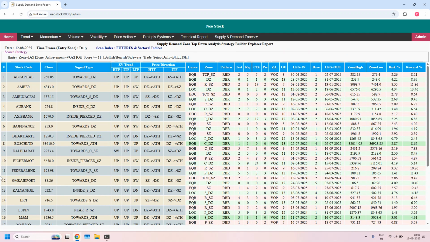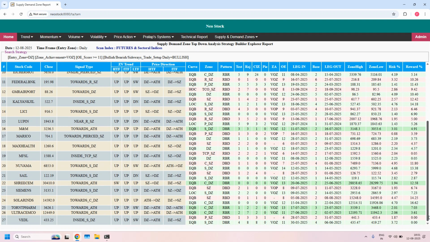Oh, we got so many stocks for bullish trade setup. So first 16 stocks in the list. I am scrolling the list down. Total 27 stocks are supporting sideways long trade setup for monthly income trade, and in all the stocks entry time frame zones are daily demand zones.